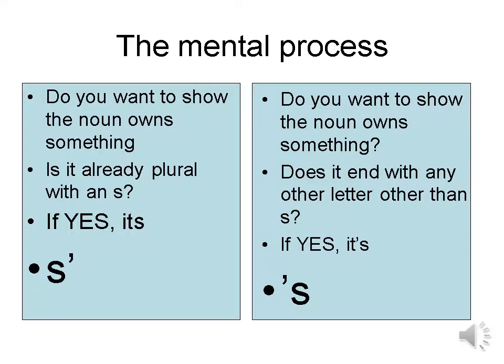So just to summarize, do you want to show the noun owns something, and is it already a plural? If the answer is yes, then the apostrophe goes after the S. Or if it's not a plural and you want to show that the noun owns something, the answer to that is yes, then the apostrophe goes before the S.